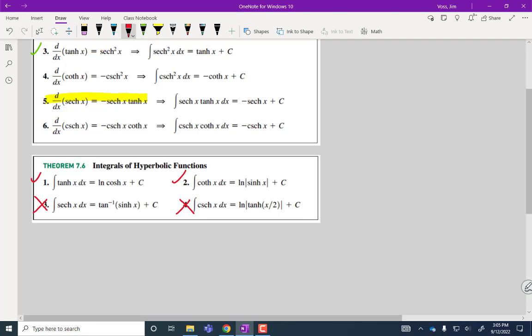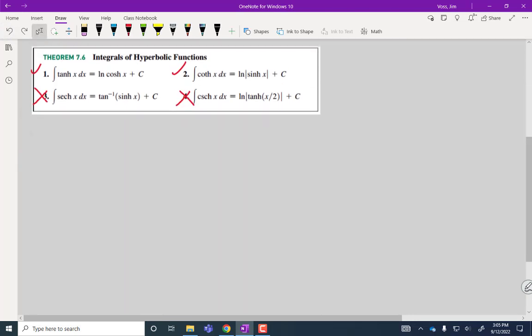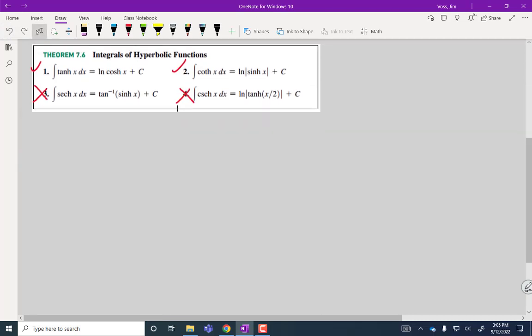Okay, so let's focus on integration for a second here. Does anyone know what the integral of tangent is? Let's just do tangent first, regular tangent. Secant squared, tangent. Negative. Anyone have an idea what the integral of tangent is?